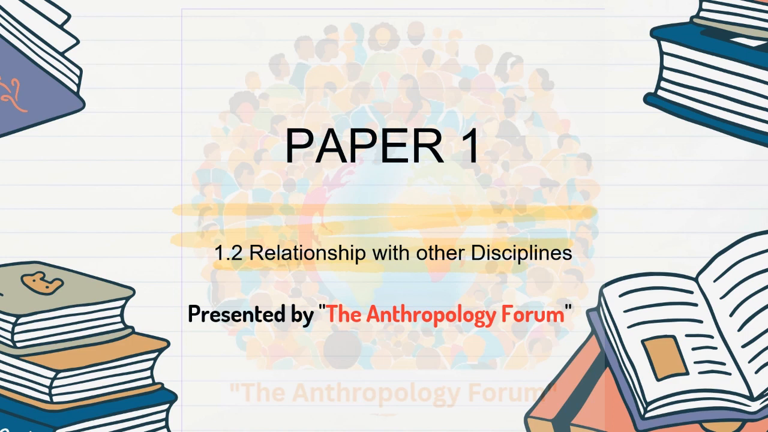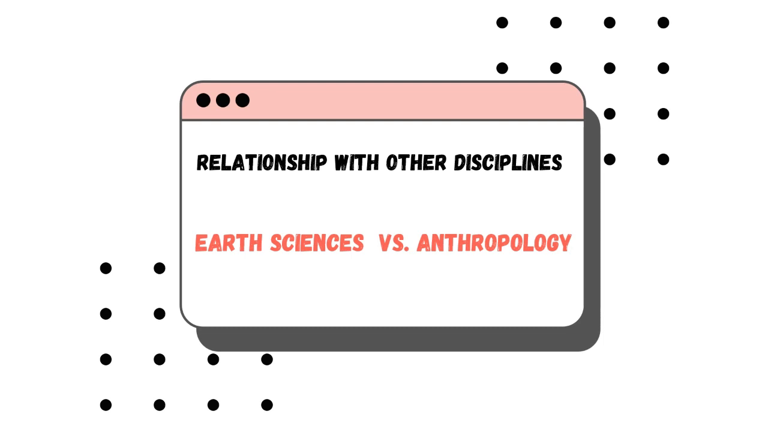Today the topic which we are going to discuss is chapter 1.2, relationship with other disciplines. The first topic is relationship with earth sciences versus anthropology. So what are earth sciences?